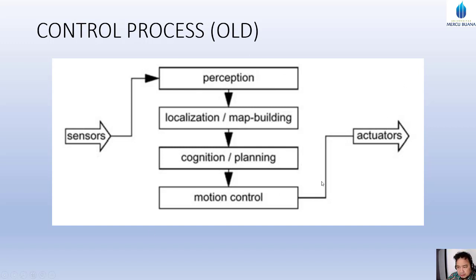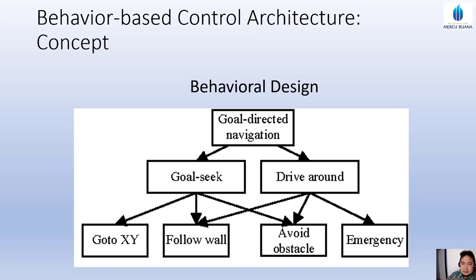You can see this process is very complex and needs a processor that is able to do it in a specific and limited time. Because of that, this process was developed and improved into a more integrated process. The system is called behavior-based control architecture. Behavior-based means the system is based on some behaviors.